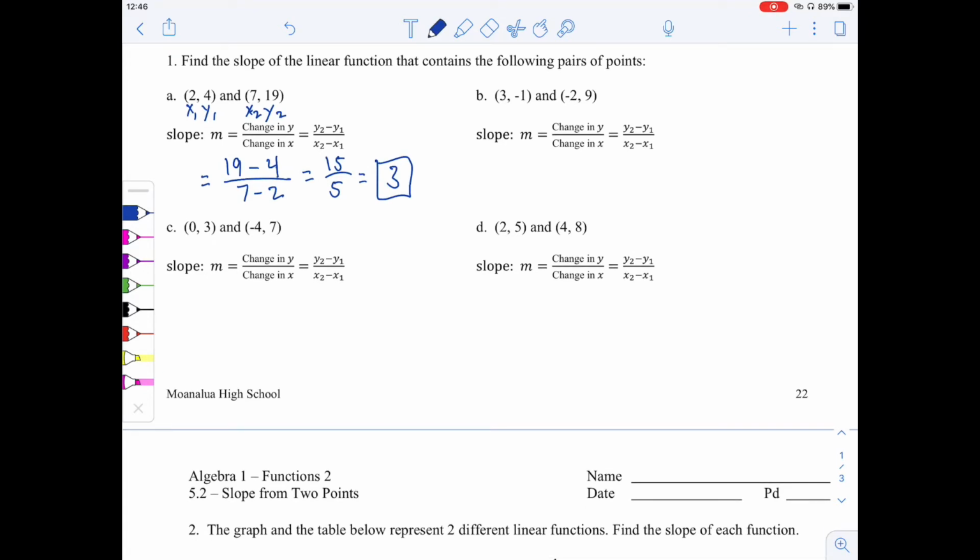Part B, again, we have our x1, y1, two different colors, x2, y2. So we're going to figure out, so y2 is going to be 9.